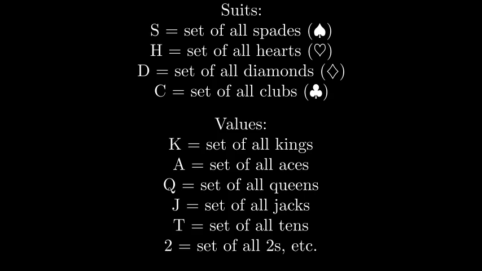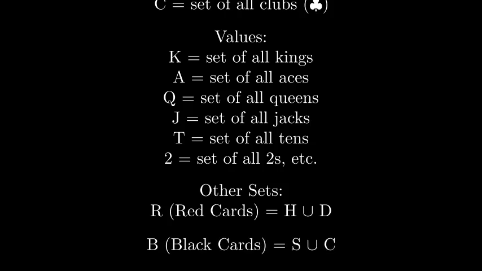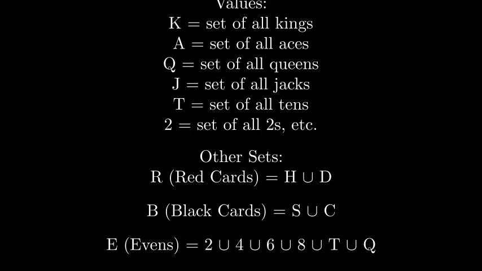This is where unions come into play. We can create larger, more complex sets by combining these basic sets. For instance, the set of all red cards, which we'll call R, is the union of the set of hearts and the set of diamonds. This means a card is in set R if it is a heart or a diamond. Similarly, the set of all black cards, B, is the union of the set of spades and the set of clubs.